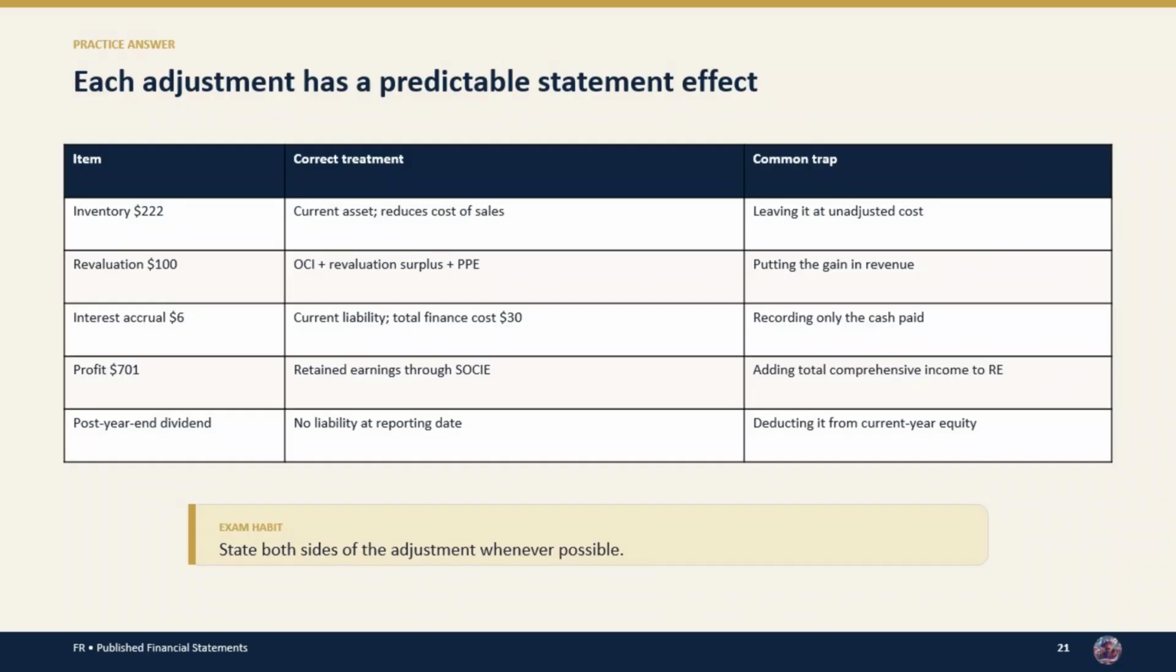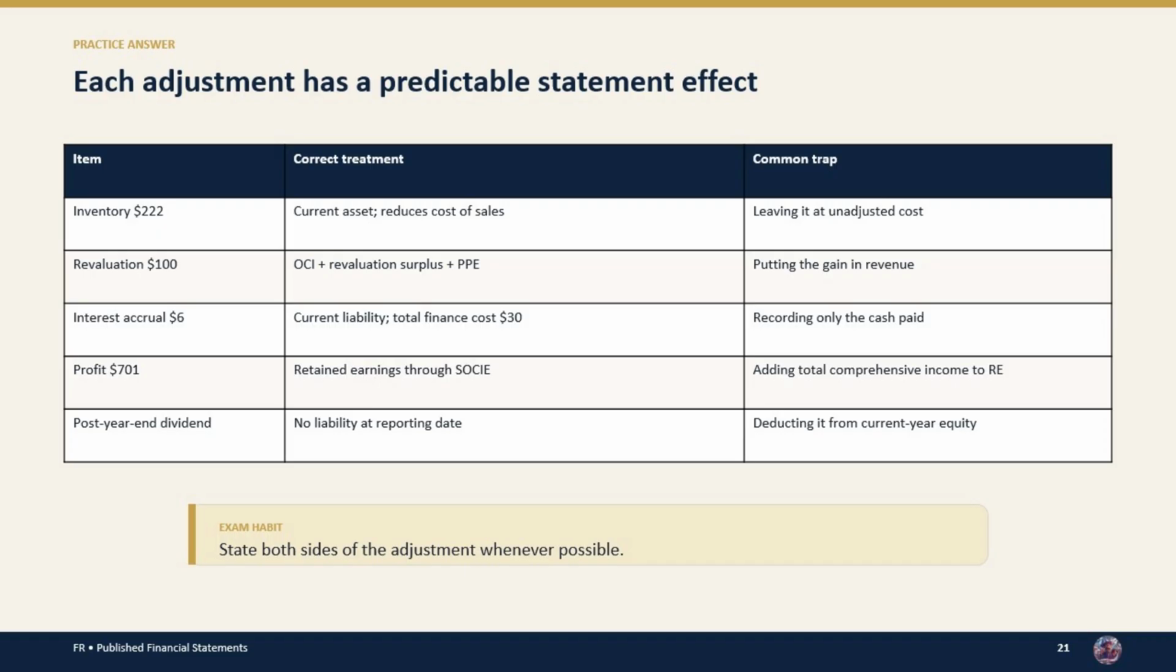Inventory 222 is a current asset and reduces cost of sales. The 100 revaluation gain enters other comprehensive income, increases the revaluation surplus, and increases property, plant, and equipment. Unpaid interest 6 is a current liability, while total finance cost remains 30.